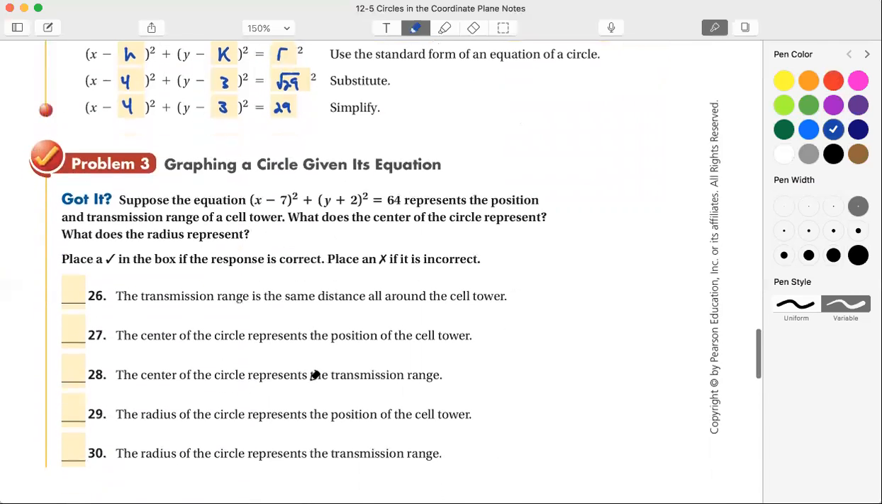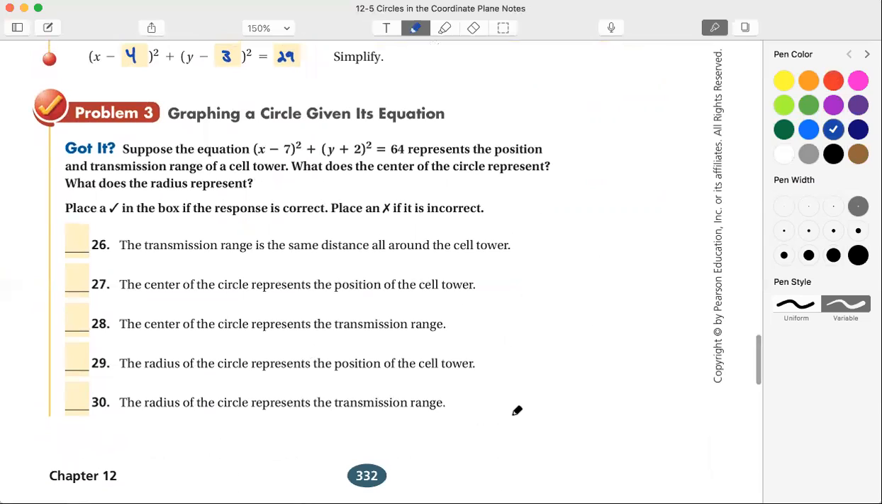All right, problem 3. So let's see if we can graph a circle given this equation. Suppose the equation (x minus 7) squared plus (y plus 2) squared equals 64 represents the position and transmission range of a cellular tower. What does the center of the circle represent? What does the radius represent? Place a check in the box if the response is correct and an X if it's incorrect.